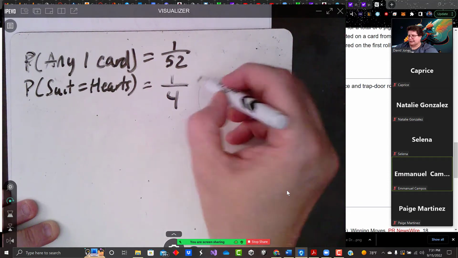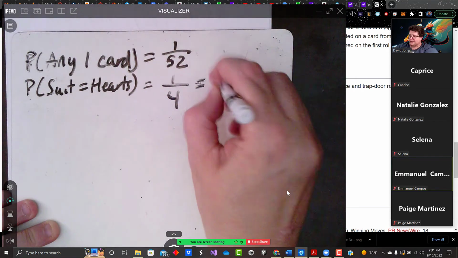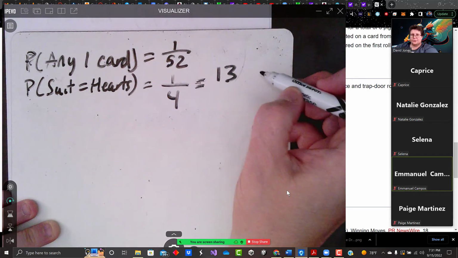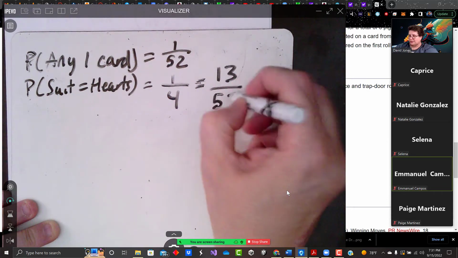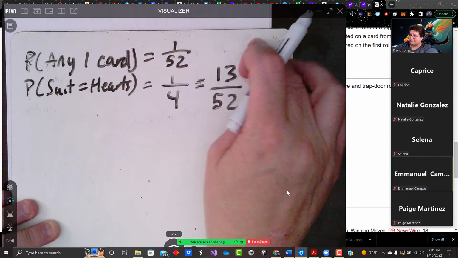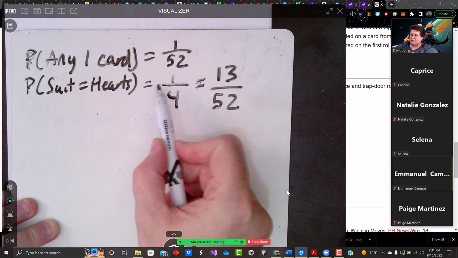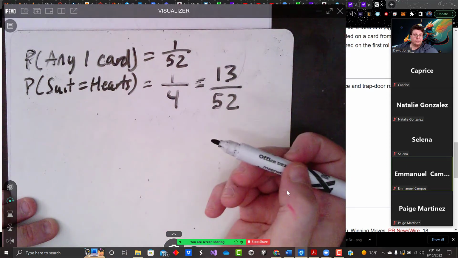This also relates to the total number of heart cards in the deck. There are 13 cards of each suit out of 52. So we could do it by the number of cards: 13 cards out of 52 are hearts, or we could do it by suits: there is 1 suit out of 4 suits that is hearts.